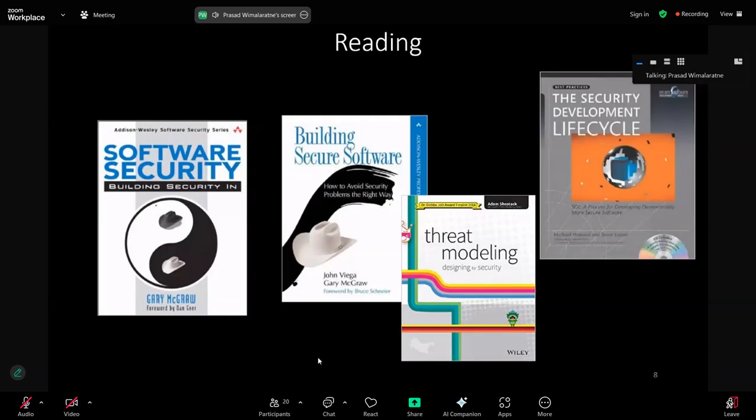So there are various other books. Those who are interested, I will just put some. You can see this is Gary McGraw's book. It's a very interesting book. You can have a look, and there are other things on threat modeling and secure software. These are some of the examples.